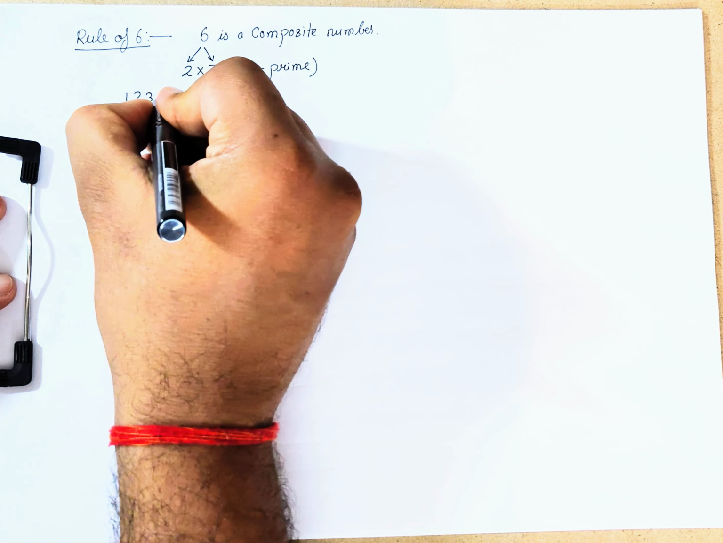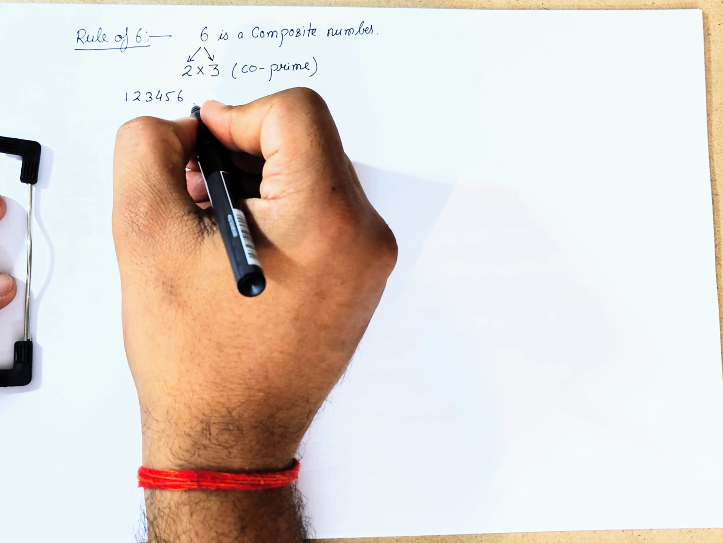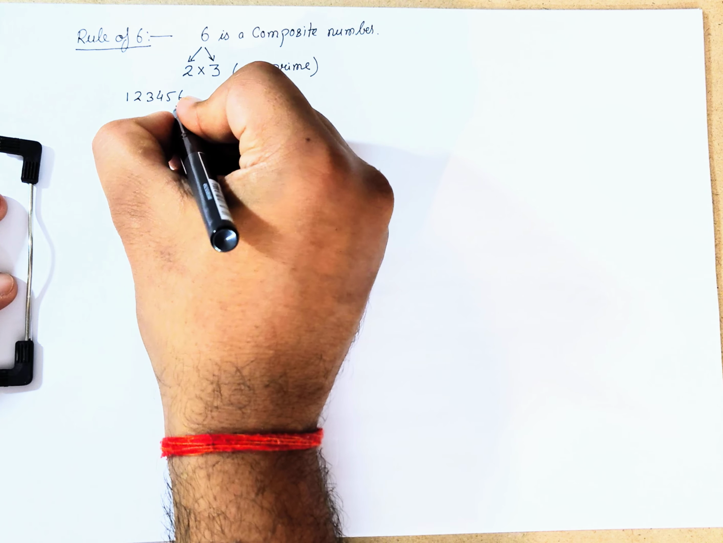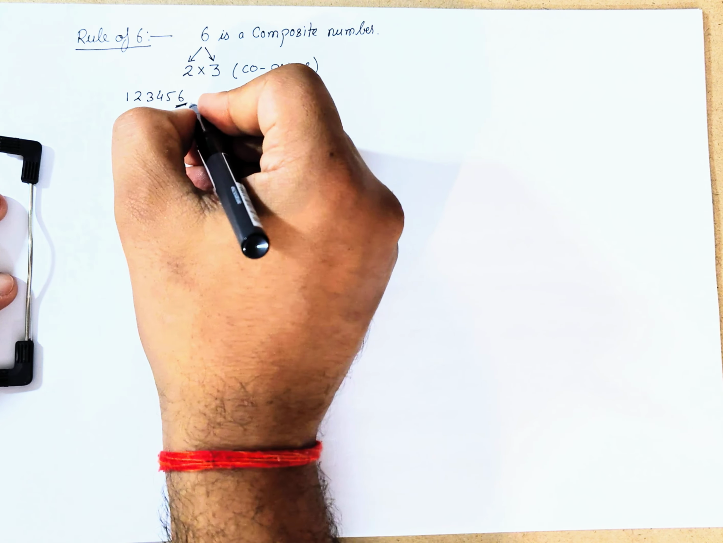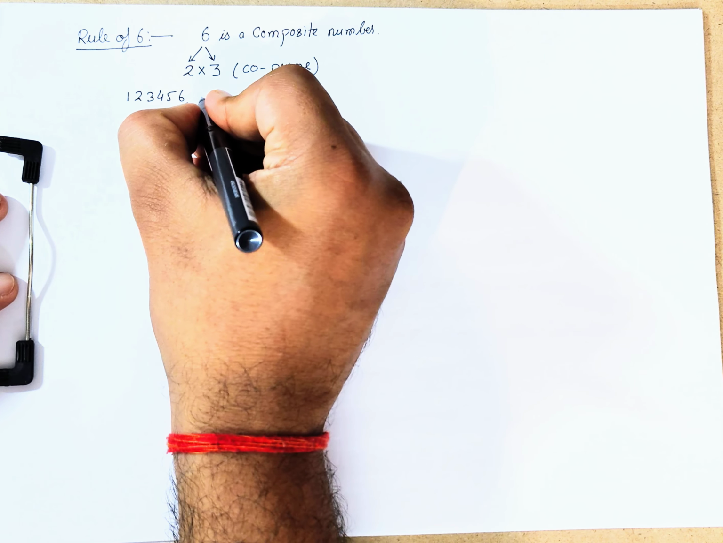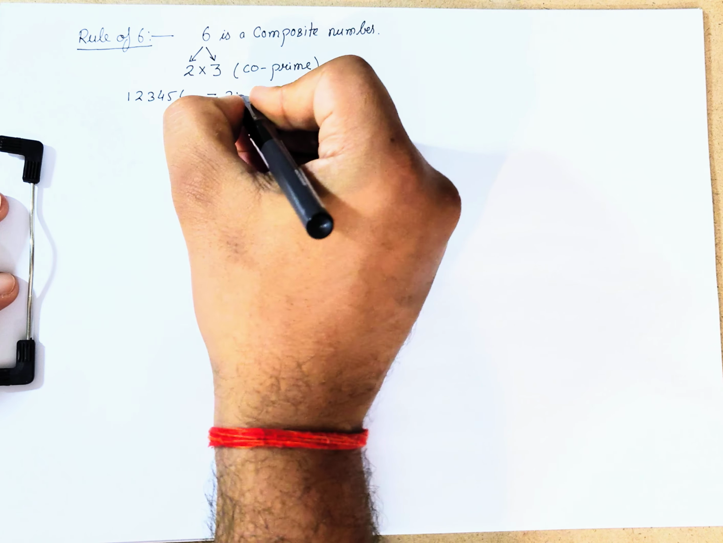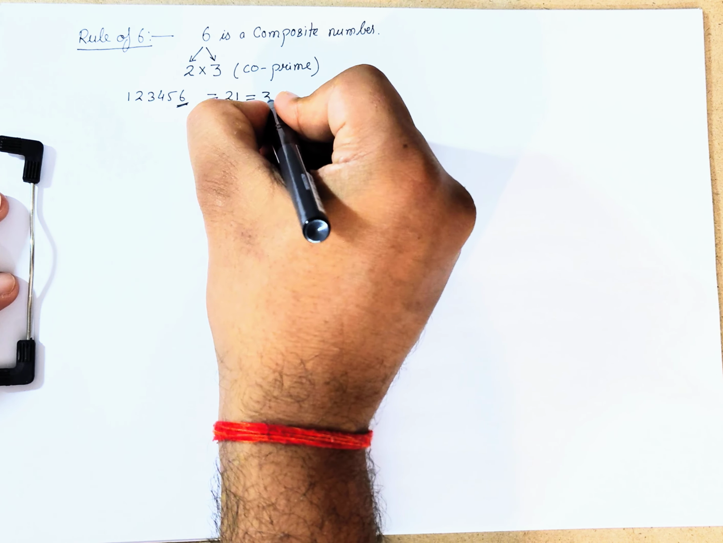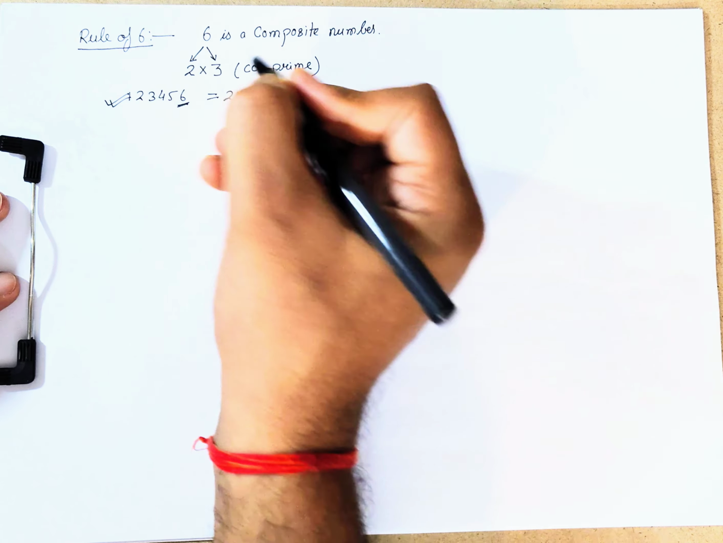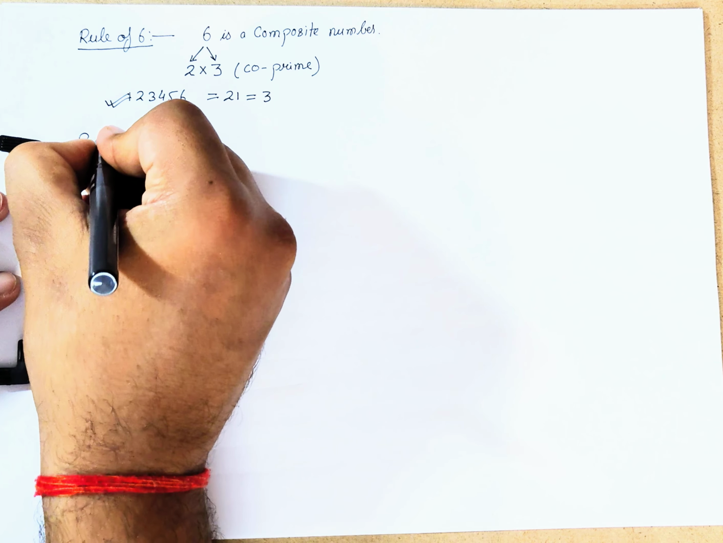1, 2, 3, 4, 5, 6. Is this number divisible by 6? Yeah, the unit place is an even number, so this number is divisible by 2, and the sum of the digits is 21, and 2 plus 1 is 3, and 3 is divisible by 3, hence this number is completely divisible by 6.